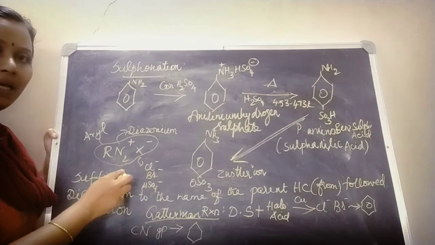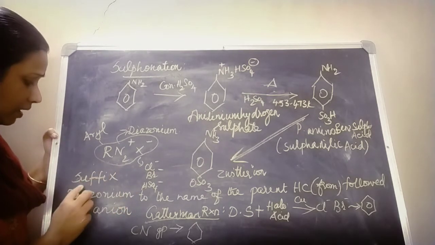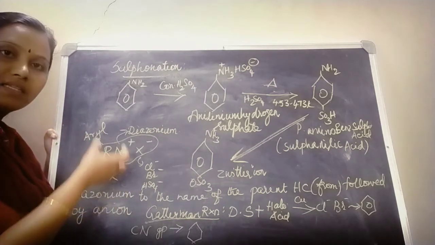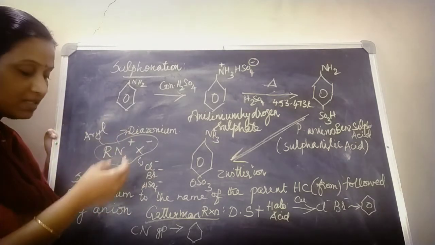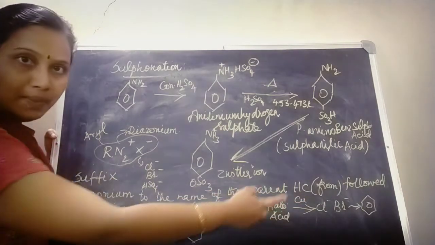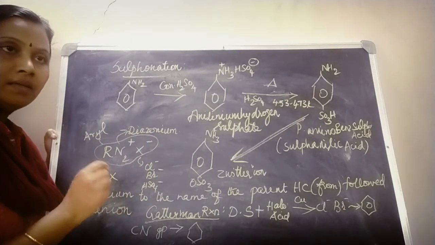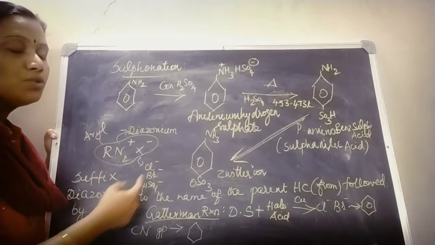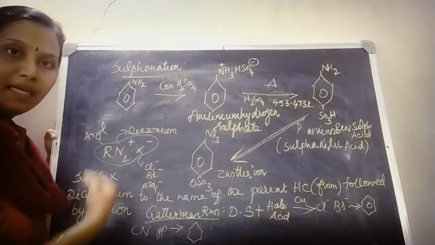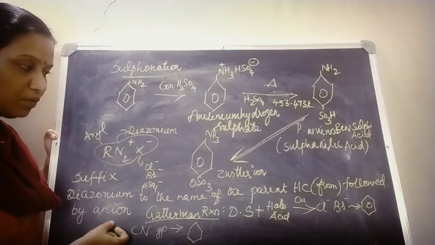So how will you name a diazonium salt? You have to suffix diazonium. What is the suffix here? Since it is a diazonium salt, you should add the suffix diazonium to the name of the parent hydrocarbon from where you obtain it. Okay. So suffixing diazonium to the name of the parent from where it is obtained, followed by the name of the anion like chloride, bromide, nitrate.